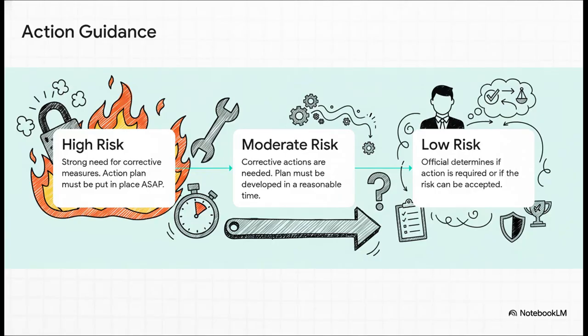And this slide gives you a perfect roadmap for how to respond. If you find a high-risk issue, you need a strong corrective action plan in place ASAP, no delays. For a moderate risk, you still need to take action, but you can develop a plan within a reasonable amount of time. And for low risk, a manager can decide whether it's worth fixing or if the organization can just formally accept it. The key takeaway is having a clear, prioritized plan for every level of risk.